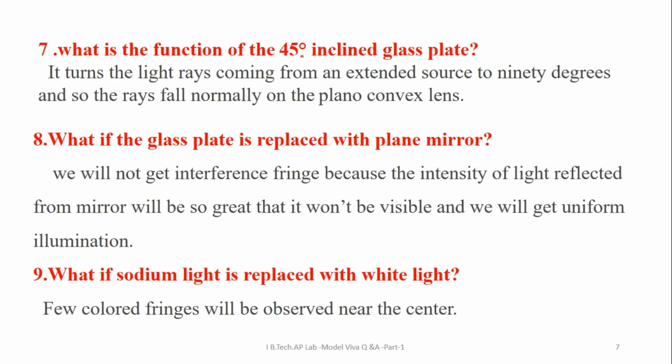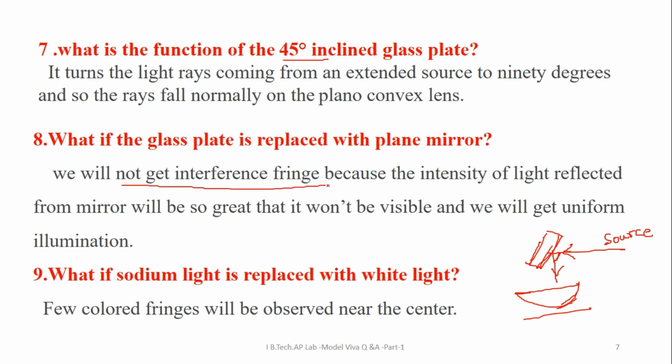What is the function of the 45 degrees inclined glass? It turns the light rays coming from the extended source through 90 degrees. What if the glass plate is replaced with a plane mirror? We will not get interference fringes, because the intensity of light reflected from the mirror will be so great that it won't be visible, and we will get uniform illumination.